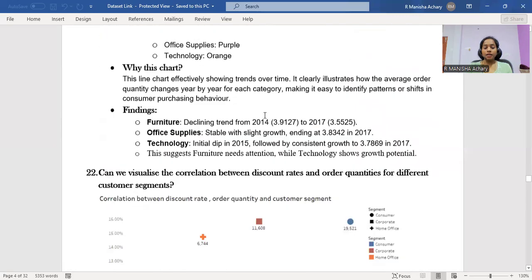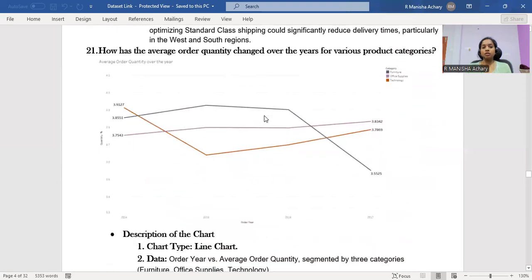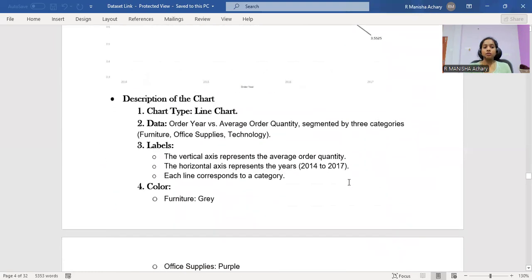My next chart shows how the average order quantity has changed over the years for various product categories. Because it asks what changed over the years, I have used a line chart. The chart type is a line chart, and the data is order year versus average order quantity, segmented by three categories.